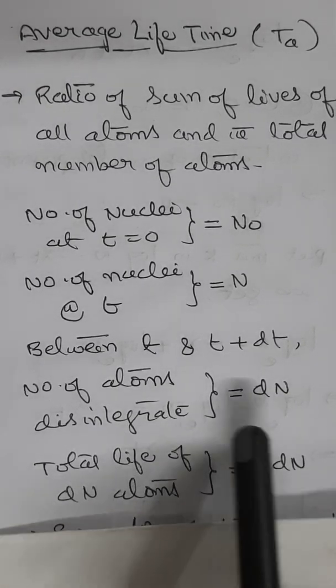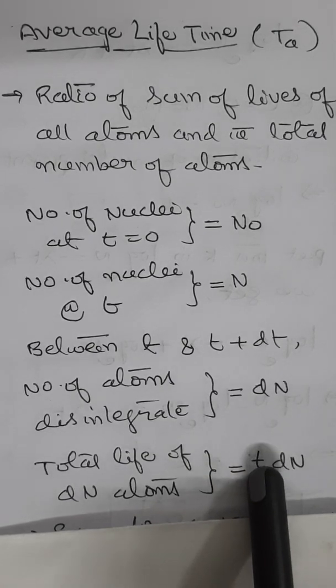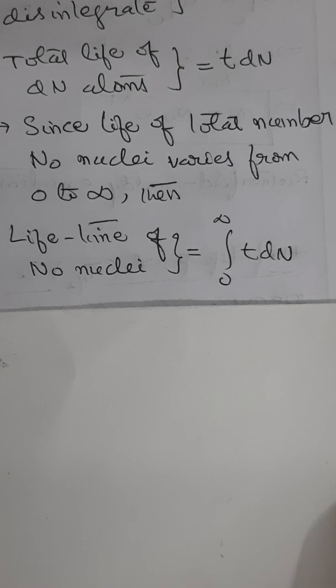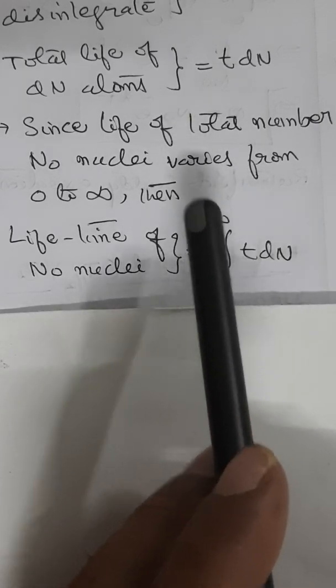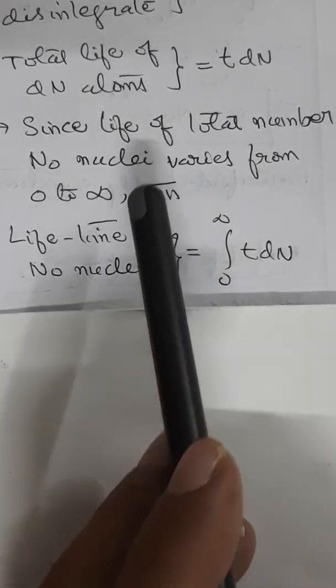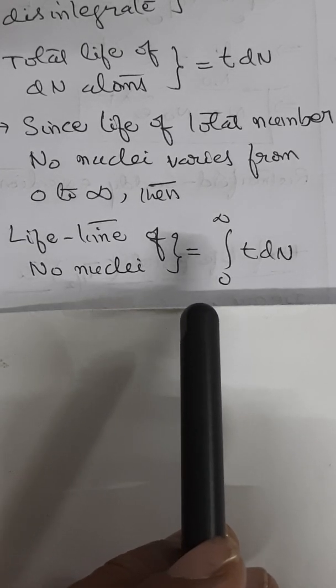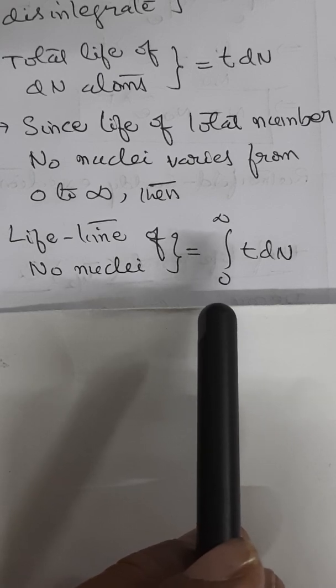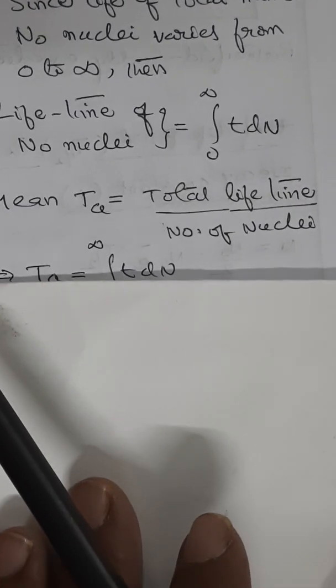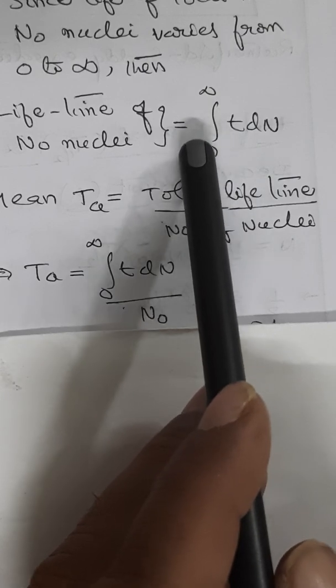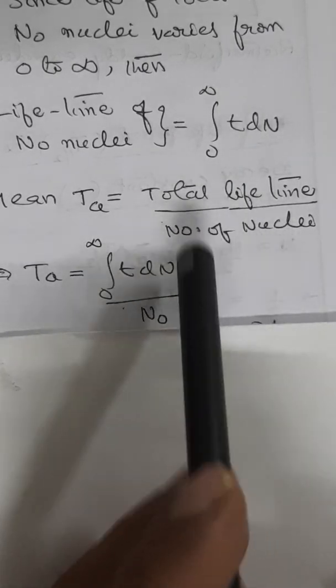So, by integrating this expression within the limits 0 to infinity, we get the integral from 0 to infinity of t dN. That is the lifetime of all the nuclei. But we have seen the formula for the mean or average lifetime: Ta is nothing but total lifetime divided by the number of nuclei. So, Ta is equal to, what is the total lifetime? The integral from 0 to infinity of t dN. What is the total number of nuclei available? N0.